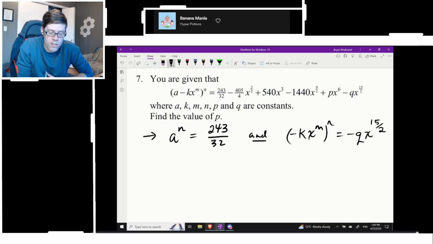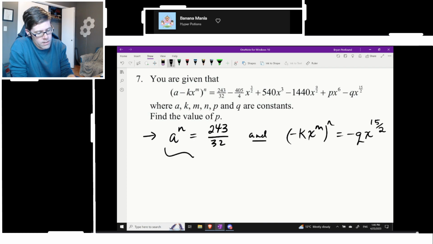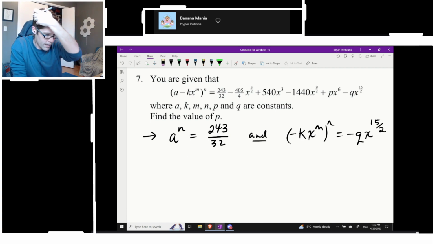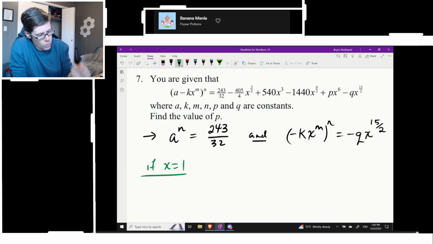Plug in x equals 1. So we've done x equals 0 already. X equals 0 is just going to give you the constant, so that's subbing in x equals 0. What if we do put x equal to 1? That's actually really interesting. So if x is equal to 1, what do we get?